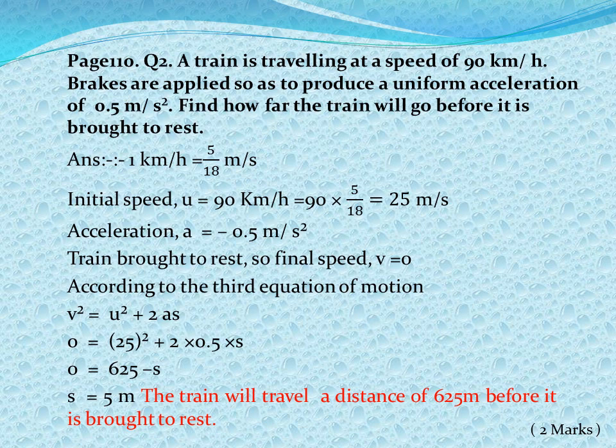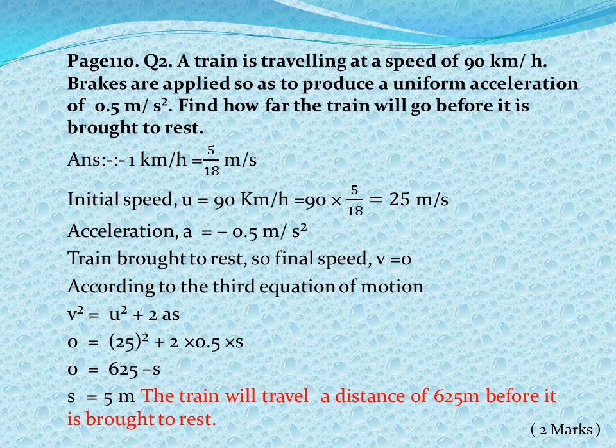Page number 110, question number 2. A train is travelling at a speed of 90 km per hour. Brakes are applied so as to produce a uniform acceleration of 0.5 meter per second squared. Find how far the train will go before it is brought to rest. Answer: 1 km per hour equals 5 by 18 meter per second. Initial speed u equals 90 km per hour equals 90 into 5 by 18 equals 25 meter per second.